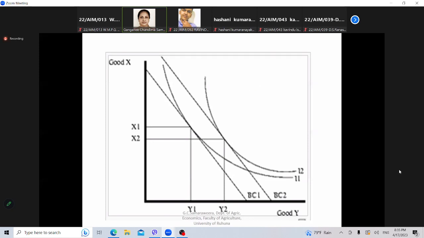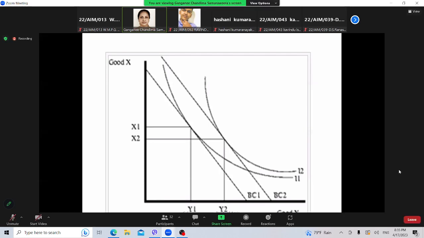Okay, Hemachandra, Kavindu, Hashani, and first Sahasna, they explained very well. Okay, they understood very well. Others also can ask from them. So here you can see, if we take good X, what happens?